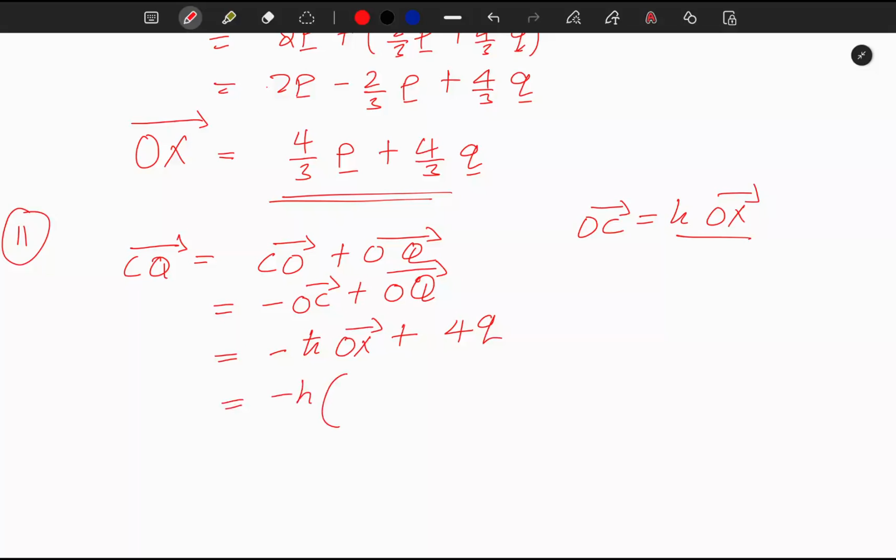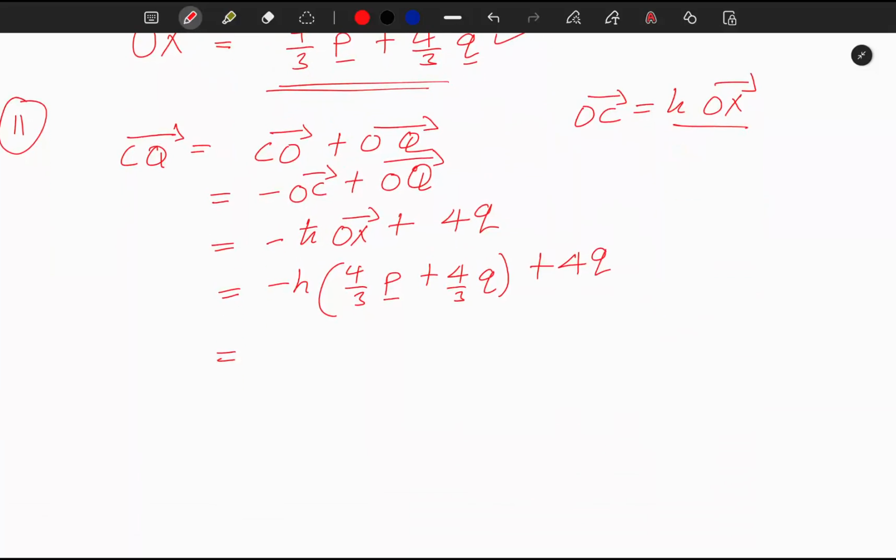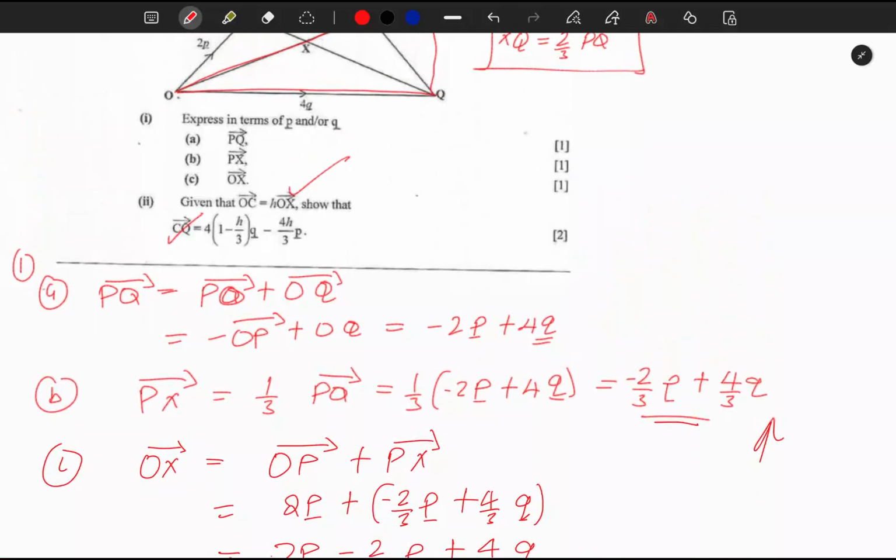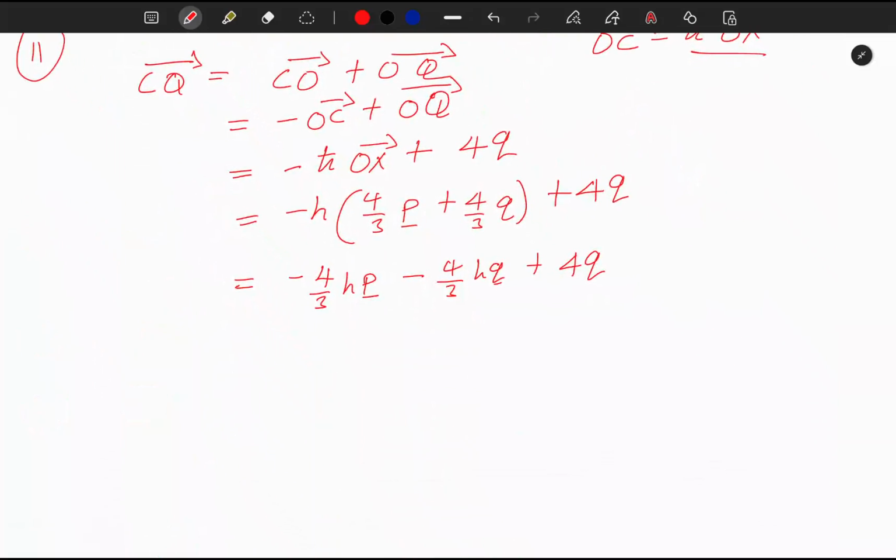Now what is OX? OX is here, we found it there. So 4 over 3 P plus 4 over 3 Q plus 4Q. Then we can now expand. Expanding here we get negative 4 over 3 hP minus 4 over 3 hQ plus 4Q. The question is done.